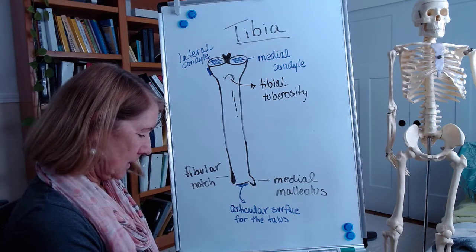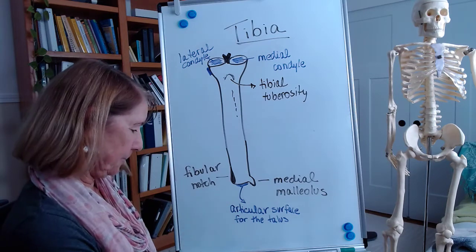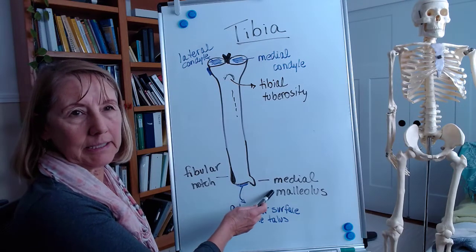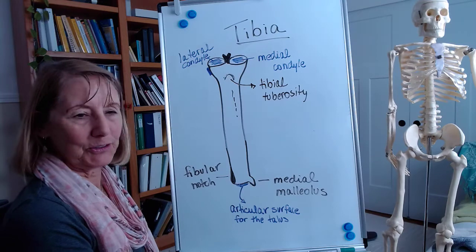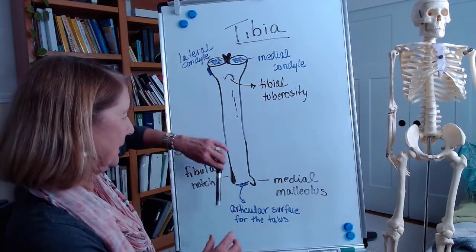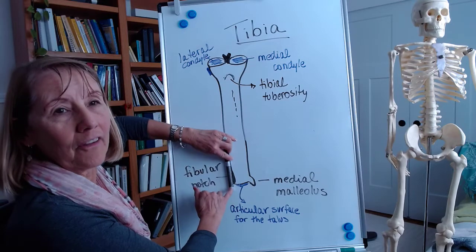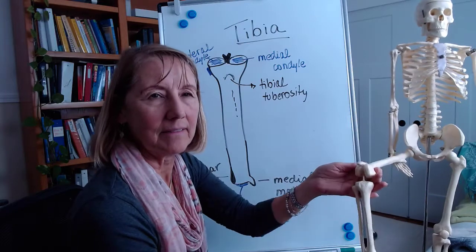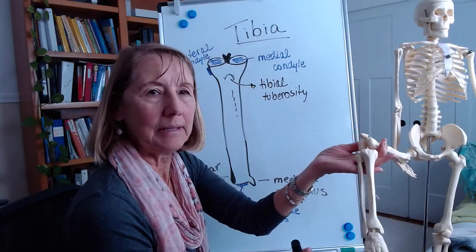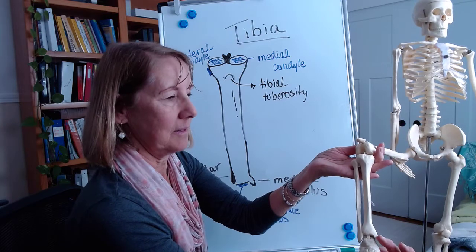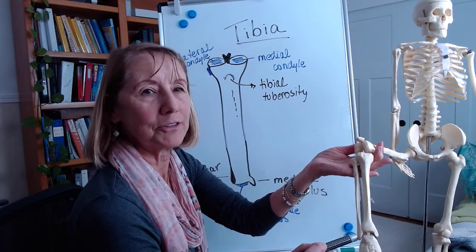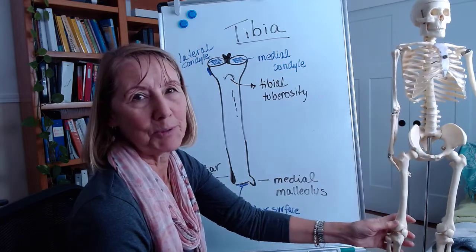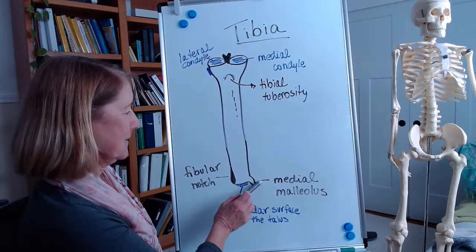Okay, then we're going to go to the distal end. And on the distal end, as I showed you already, is the medial malleolus. Remember that the lateral malleolus, I don't have the bone here, is going to be on the fibula, on a separate bone. So there's going to be medial malleolus, lateral malleolus. So the lateral malleolus is on a separate bone, on the fibula. So that's the medial malleolus.